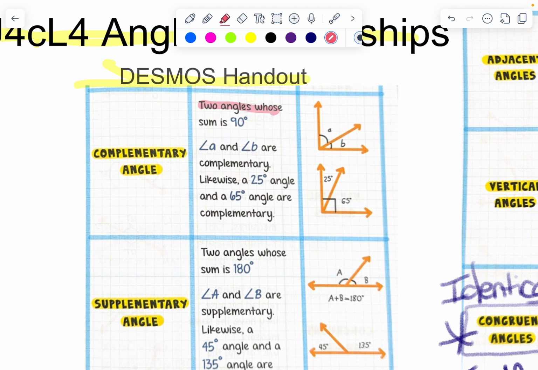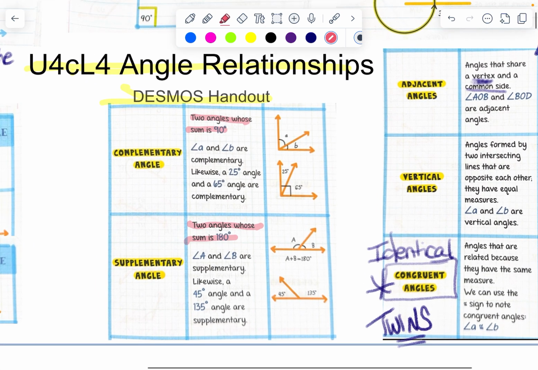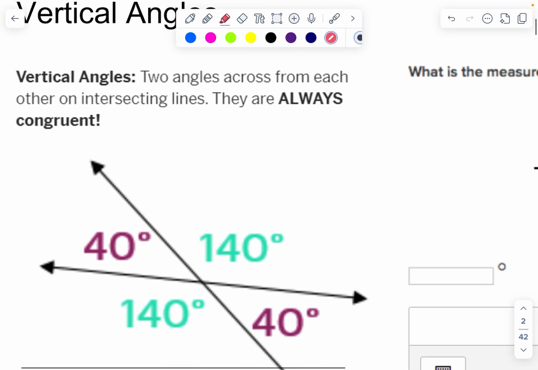Complementary angles have a sum of 90 degrees. Supplementary angles have a sum of 180. And we're going to get into more than that in this lesson, but I just wanted you to have a little bit of background on what those 2 types of angles are.